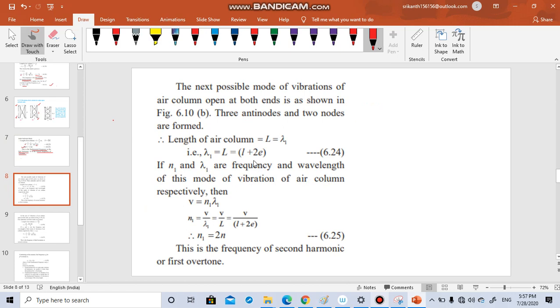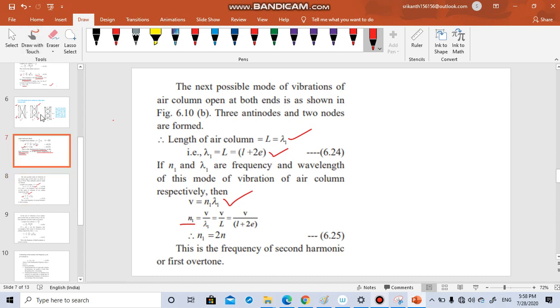So you total 2 corrections. So L is equal to lambda 1. So lambda 1 is equal to L. L is equal to L plus 2E. 2 corrections. So this is our formula. What are we interested in? We are interested in the frequency. So the frequency equation we have got. How much did we get? V by L.